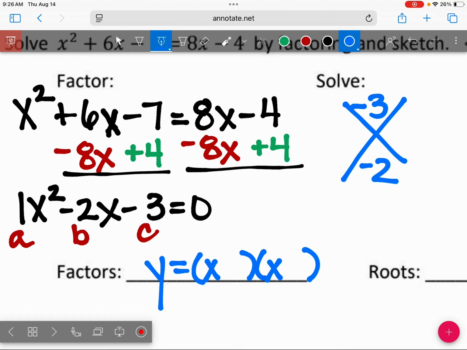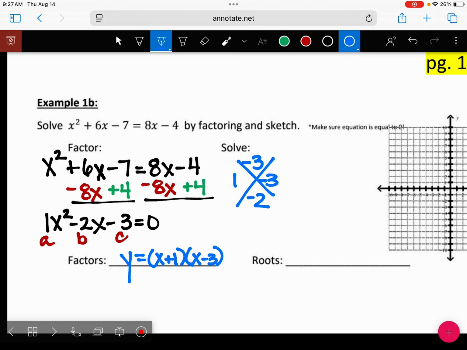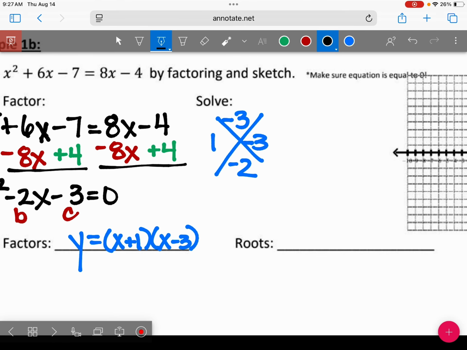And we only have one option to get the 3, which is 1 times 3. We just got to figure out which one is negative, because that's the only 2 whole numbers that I can multiply to get 3 is 1 times 3. Which one am I making negative, the 1 or the 3? Show me with your fingers. Which one is negative? The 3, good. So I'm going to put a +1 and a -3. That's factor form.